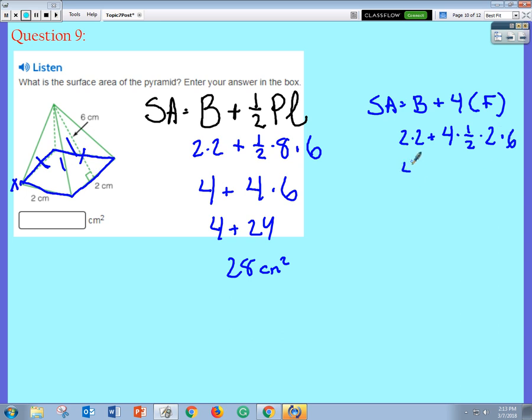We have 2 times 2 is 4 plus, let's just take this multiplication in chunks. 4 times 1/2 is 2. 2 times 2 is 4. 4 times 6 is 24. I could then go 4 plus 24 gives me 28 square centimeters. Looks a lot like it has the same answer, obviously, but just a different way to solve it. But notice we end up getting the 4 plus 24 and the 4 plus 24. Either approach works.